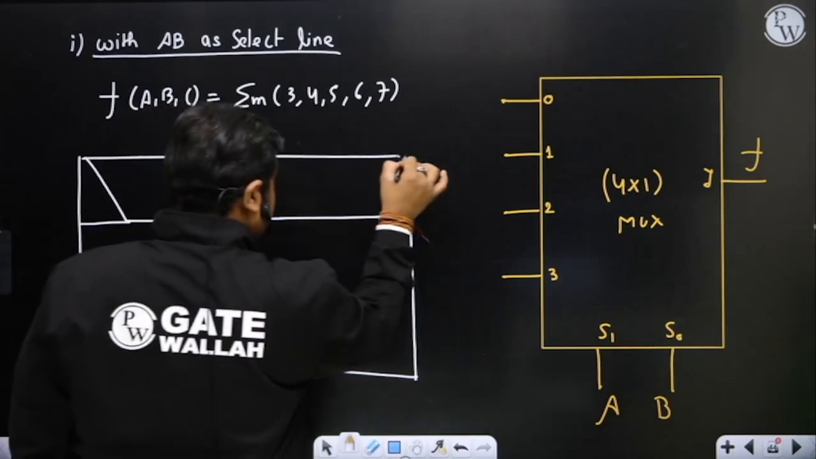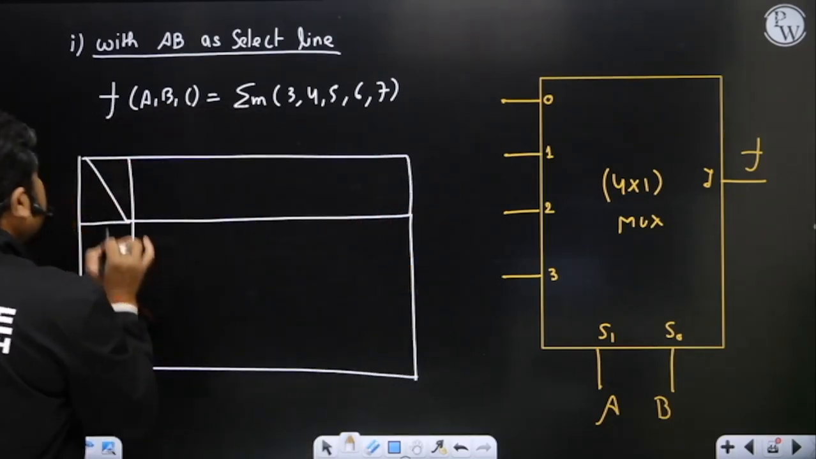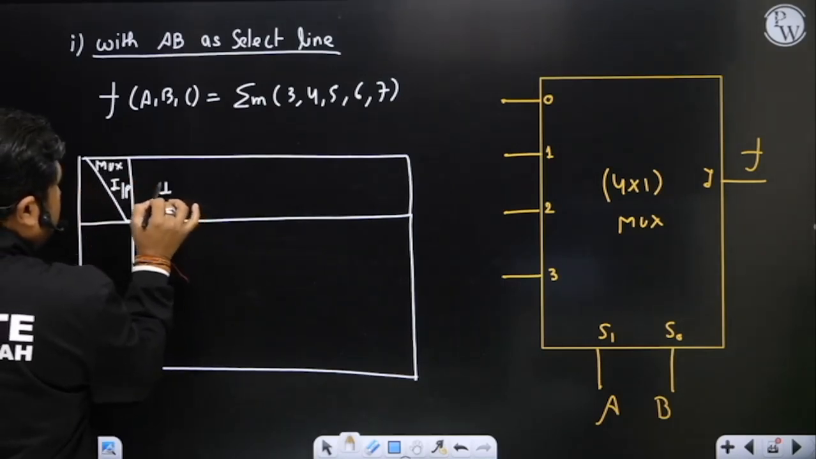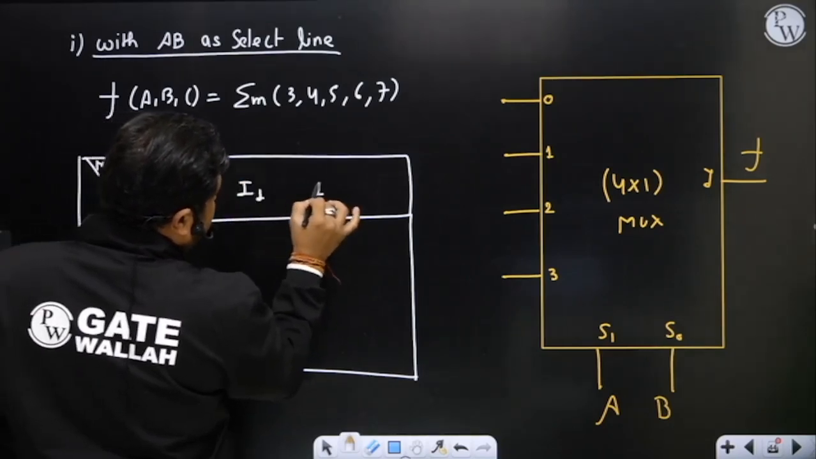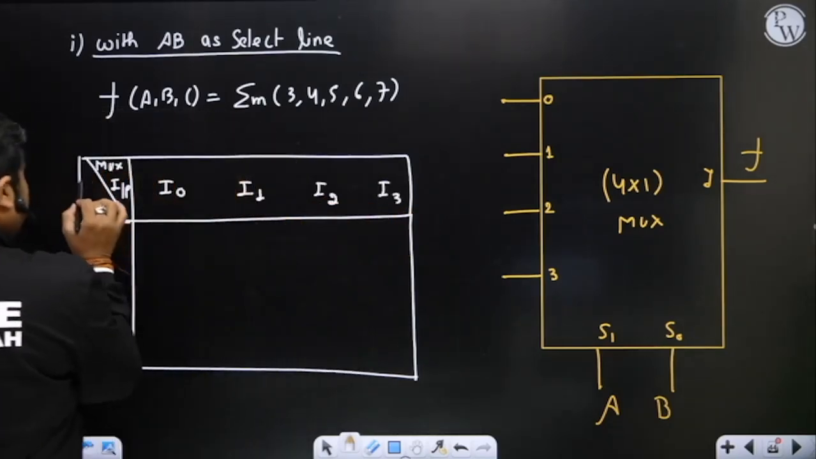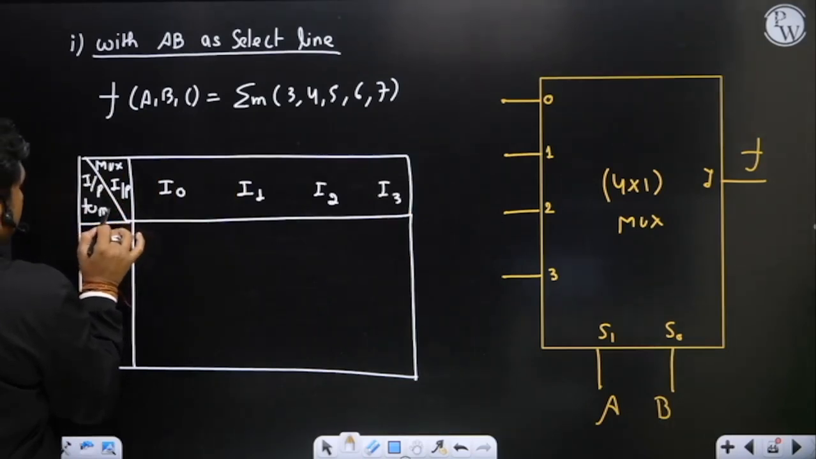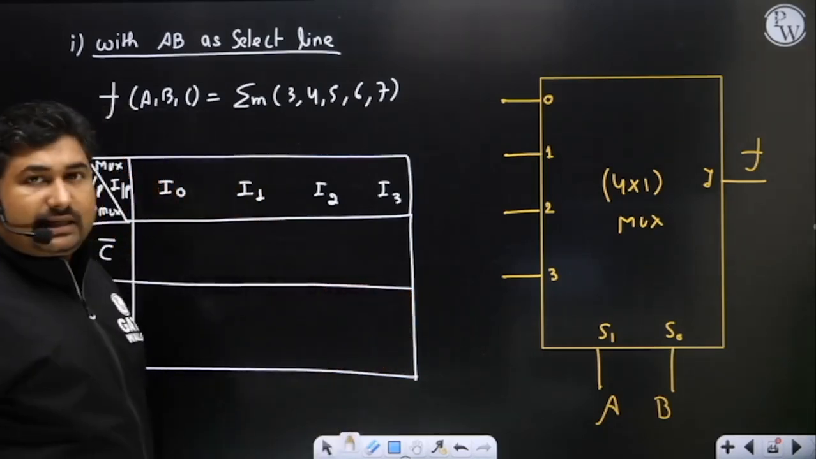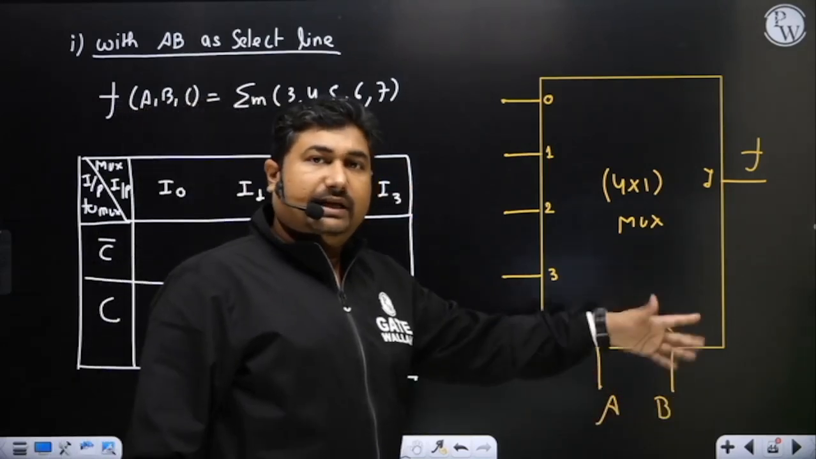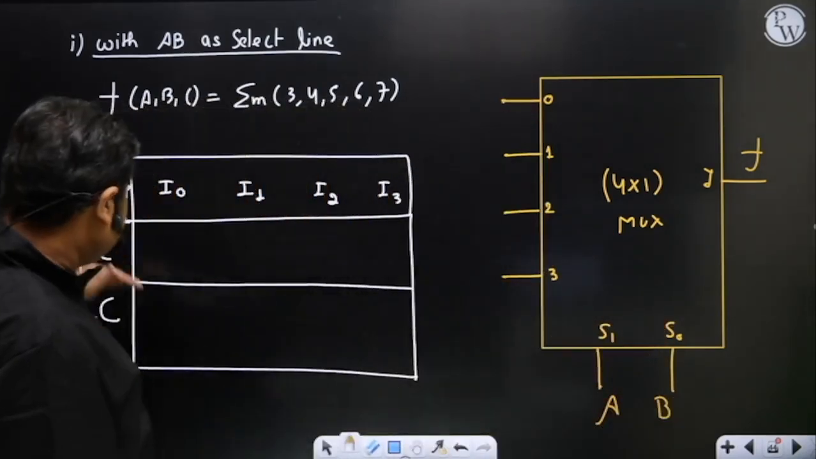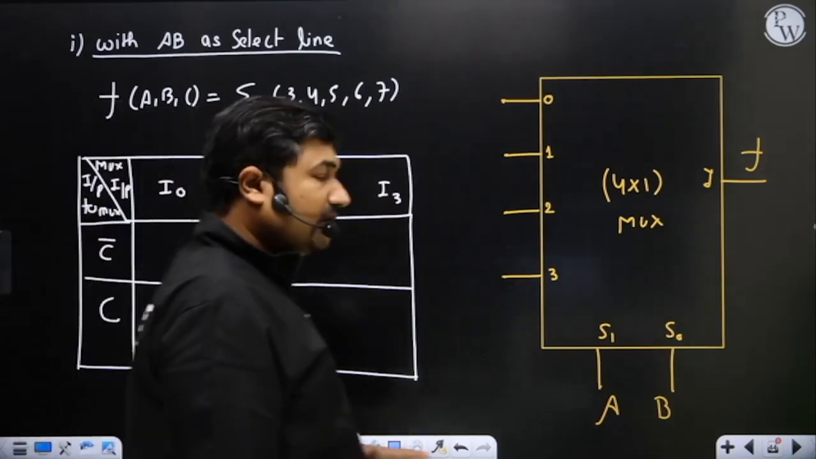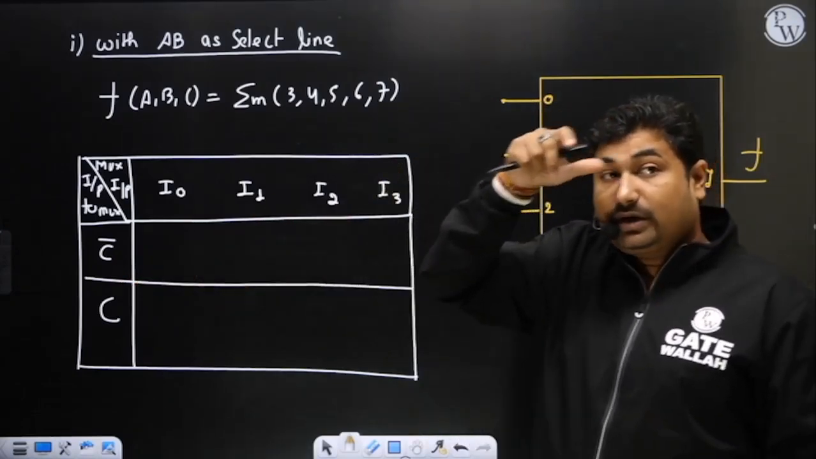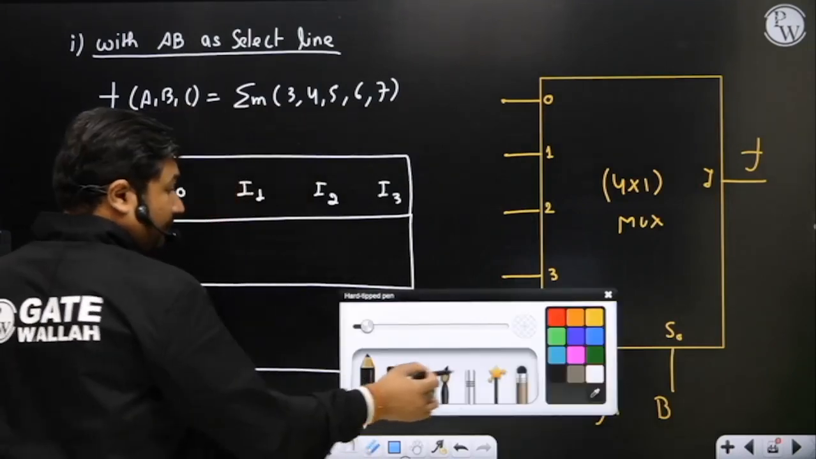Please observe here very carefully. This is your mux input. Mux inputs are I0, I1, I2, I3. And the inputs to the mux are C bar and C. So two possibilities, sir, because the C literal is absent here. ABC, AB we have already used, only the C variable is left. So these two are called rows, C bar and C. Is it okay? Yes, sir.